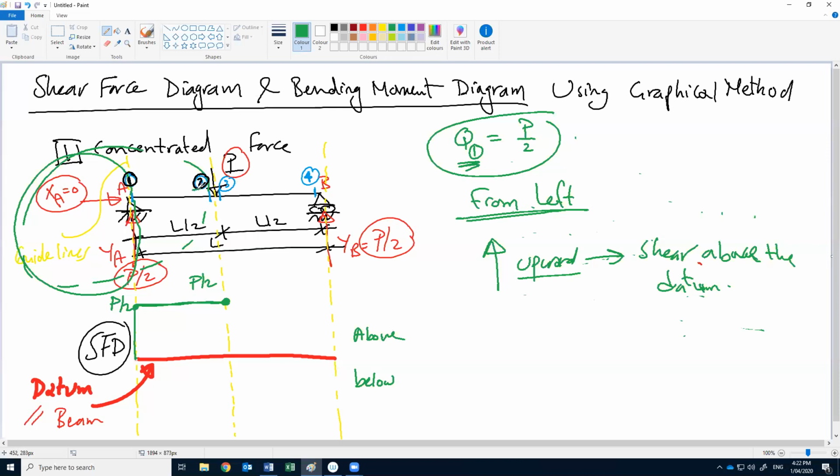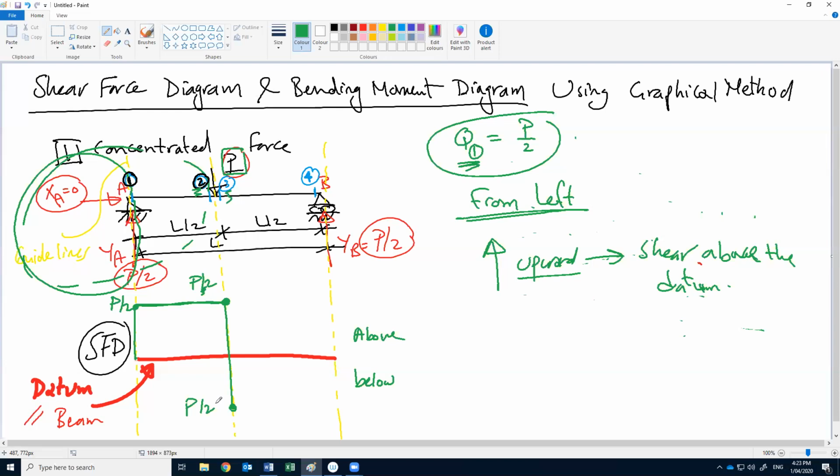Now we can shift from 2 to 3. What happened from cut 2 to cut 3? What is the applied force? B. So B will be included in our calculation. B is going downward or upward? Downward. So from B divided by 2 we go down with a value B, so we will stop at minus B divided by 2. Why downward? Because the force B is downward.